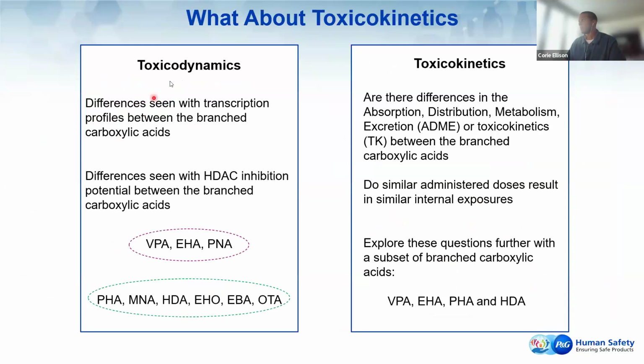In addition to evaluating the toxicodynamic effects of the case study chemicals, we were also interested in the toxicokinetic effects. We wanted to better understand if there would be differences in ADME or toxicokinetics, and whether similar administered doses would result in similar internal exposures. To answer these questions, we studied a subset of the branched carboxylic acids, two of them, VPA and EHA, which are expected to be developmental toxins, and then PHA and HDA, which we expect to not have valproate-like effects on development.